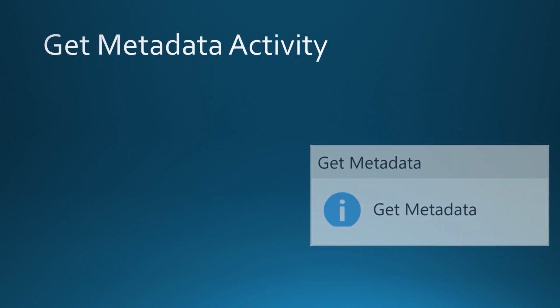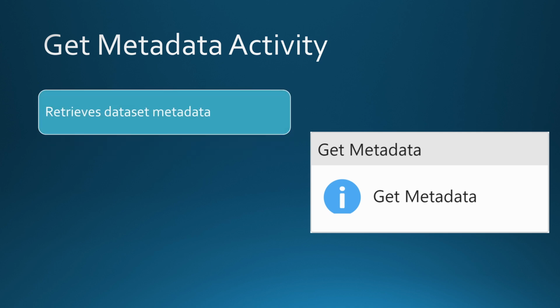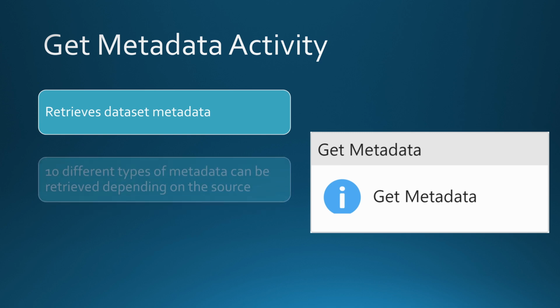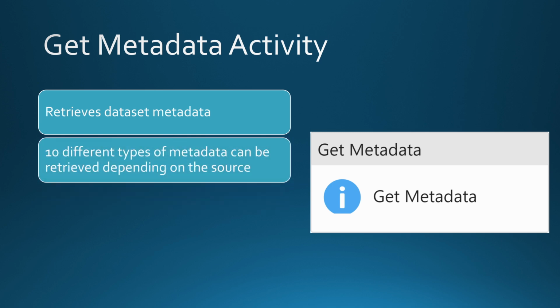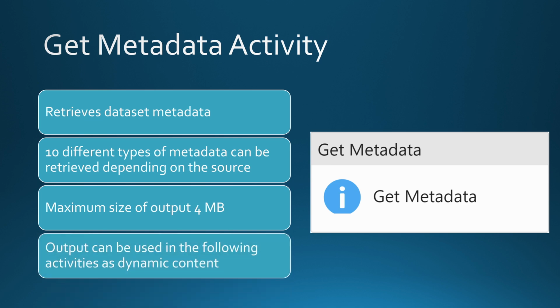Now let's digest this activity in a bit more detail, and here we can see how the Get Metadata Activity looks in the Data Factory UI. This is an activity that retrieves some metadata information about a dataset. There are 10 different types of metadata that are currently supported in Data Factory, depending on the source or the linked service for that dataset. The maximum size of output for this activity is 4 megabytes. The output of this activity can be used in the following activity as dynamic content, and this activity is a bit similar to the lookup activity that we covered in the previous video.